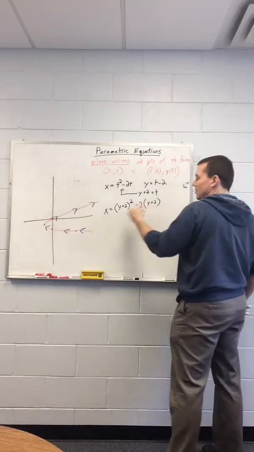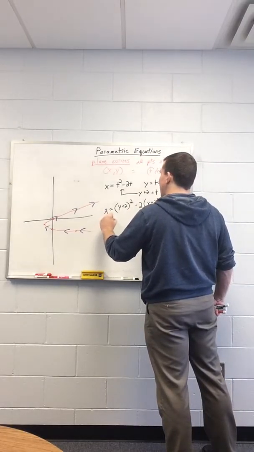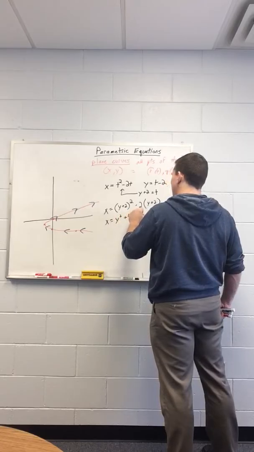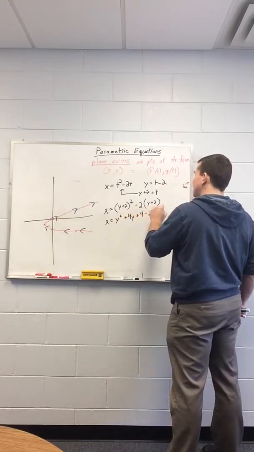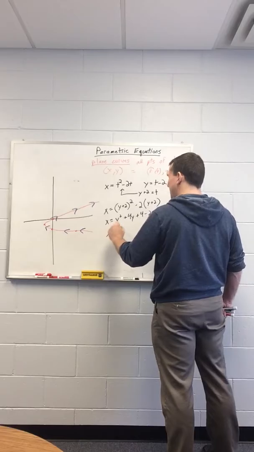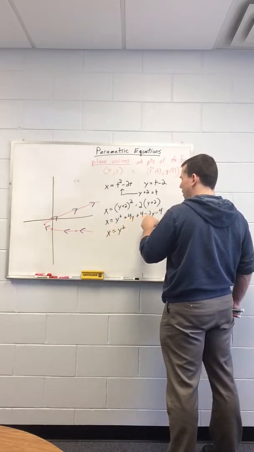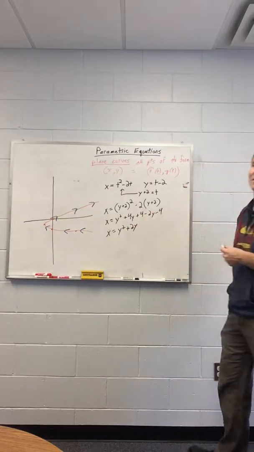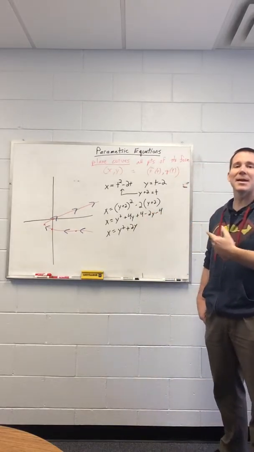Now I can distribute, simplify, do all of that. I get x equals y squared plus 4y plus 4 minus 2y minus 4, which gives me x equals y squared, 4y minus 2y is 2y, 4 minus 4 is 0. Now that's an equation in x and y.